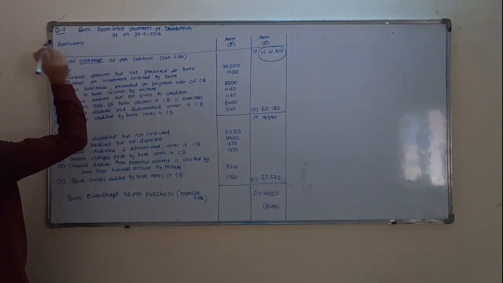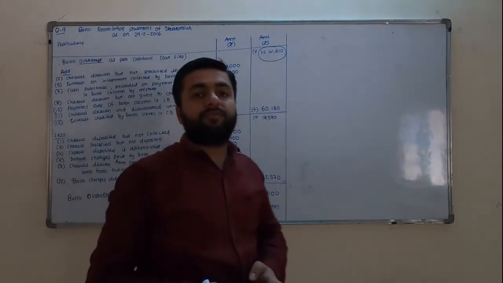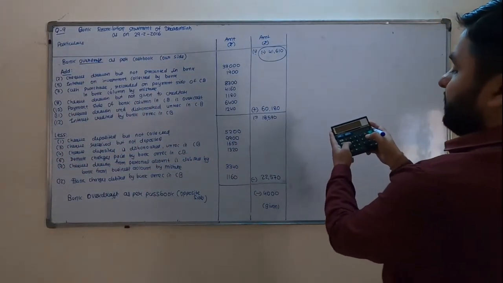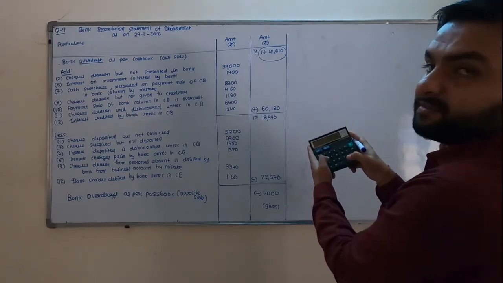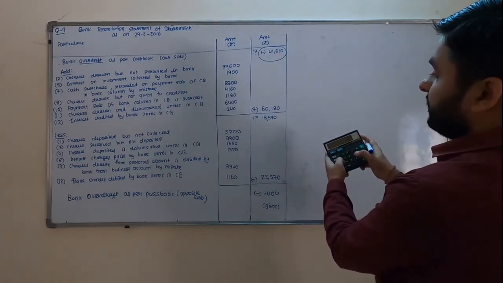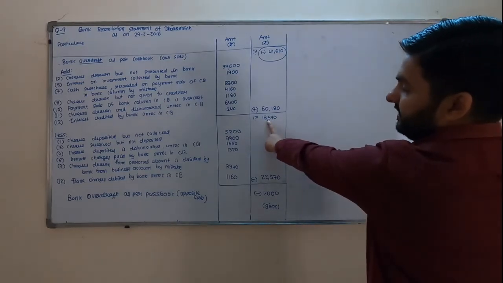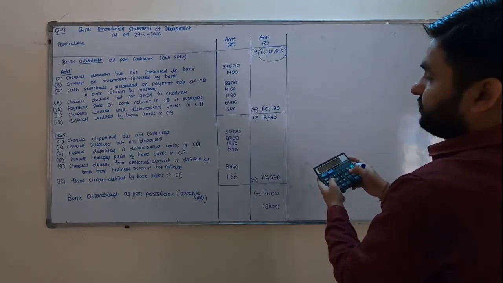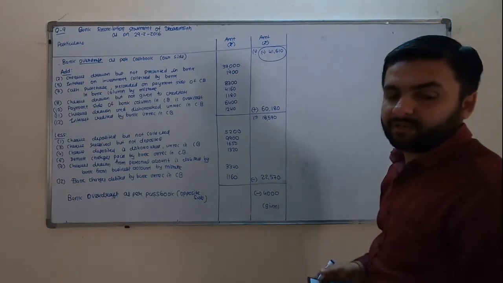So, bank overdraft as per cash book. Now if you want to check from the beginning, we can check. See, 41,610 in minus plus 60,180, you will get 18,570, minus 22,570, you will get -4,000.